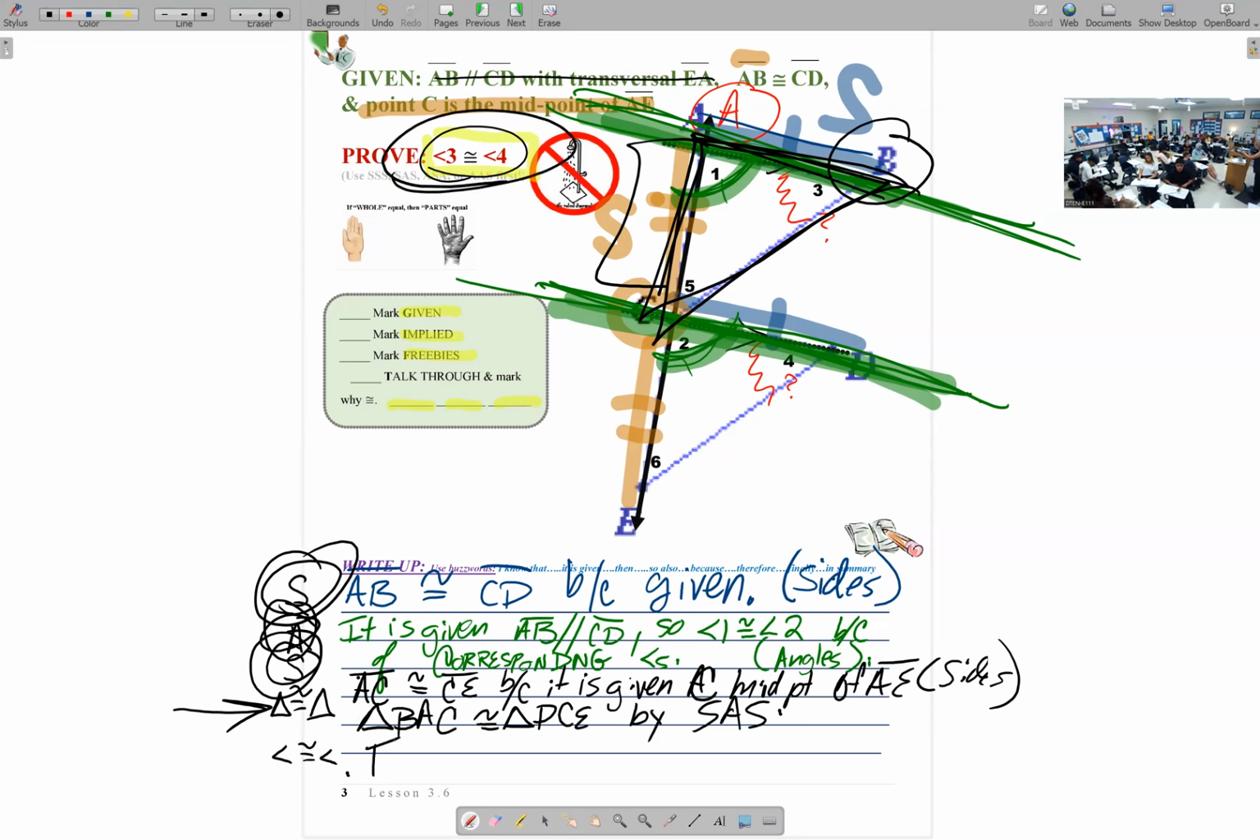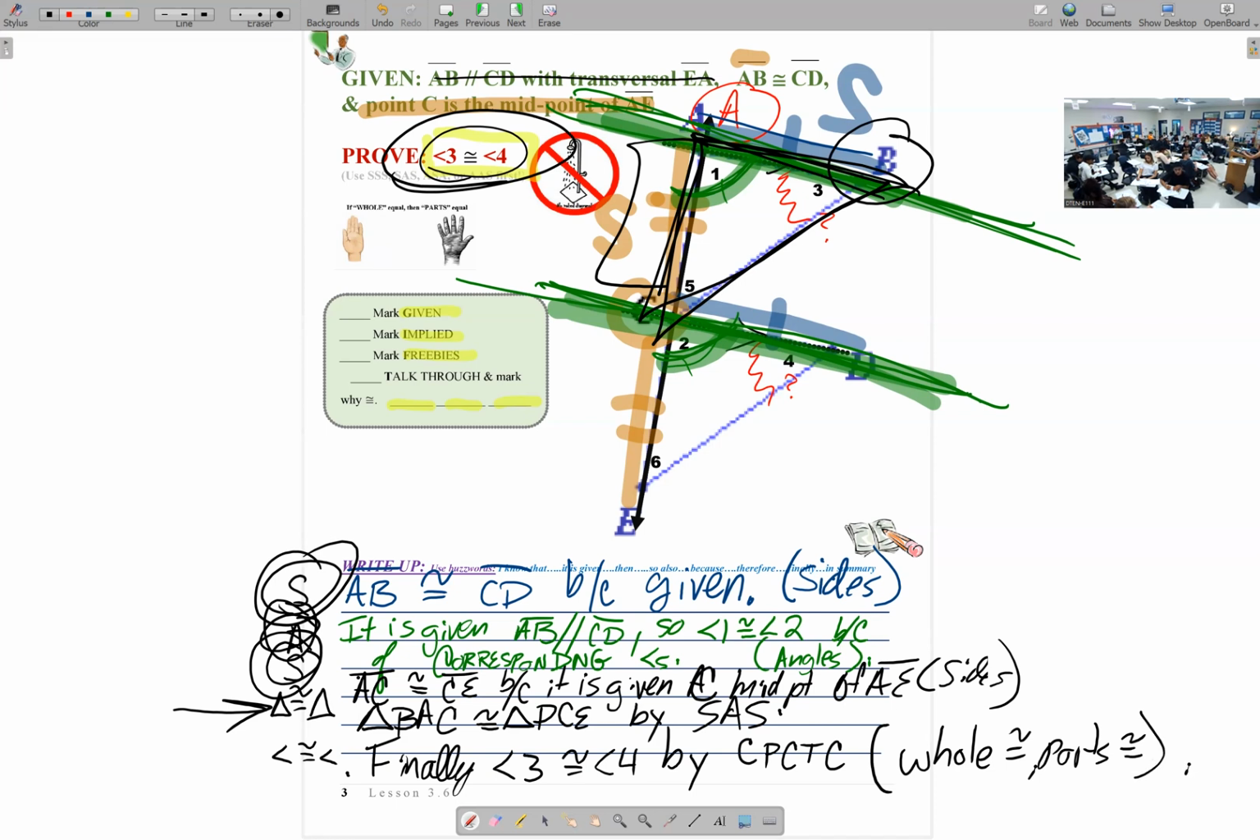Finally, angle 3 congruent to angle 4 by fancy name, corresponding parts of congruent triangles are congruent, or you can just write whole congruent, parts congruent. Ta-da.